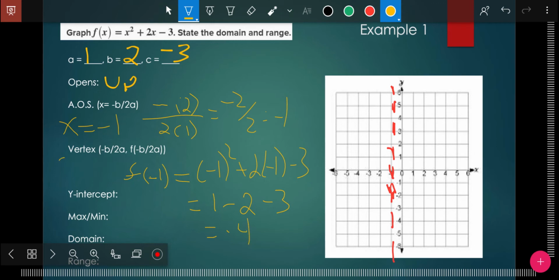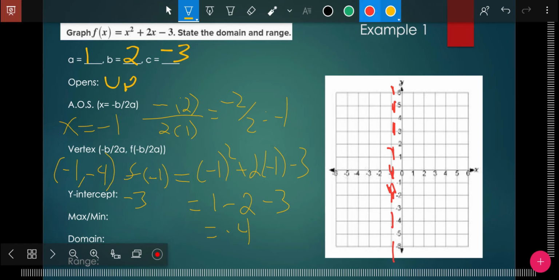And so my vertex, the x value stayed from the axis of symmetry. The y value came from plugging it in. The y-intercept is just the c. So it's just -3.